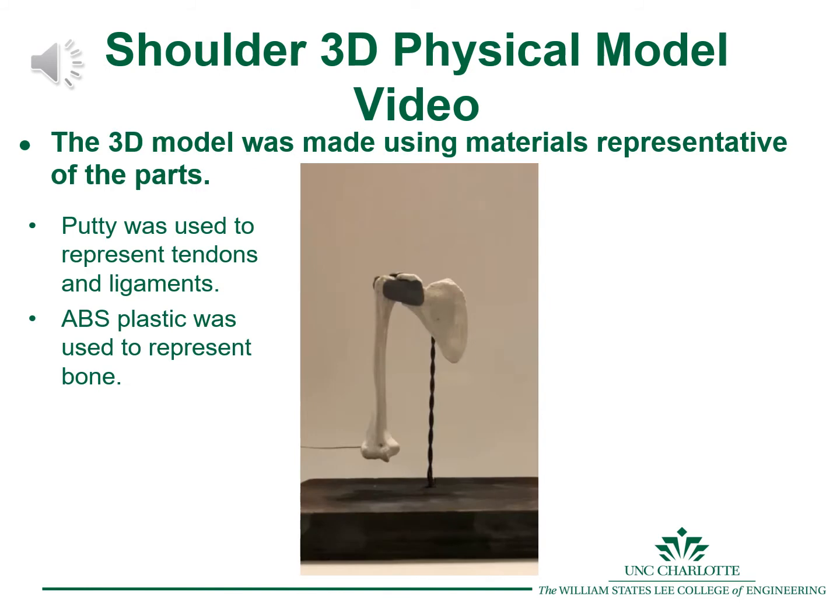This is a 3D model made using putty and 3D printed parts. This 3D model represents the shoulder joint of the scapula and humerus. Putty was used to represent tendons, and ABS plastic was used to represent the bones. With an applied load, we can see the humerus move while the tendons move with it. Only the tendons and ligaments deform because they are soft tissues.